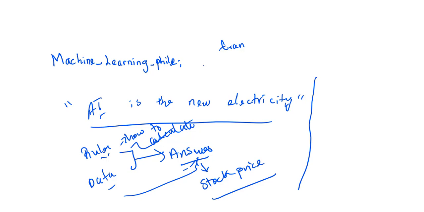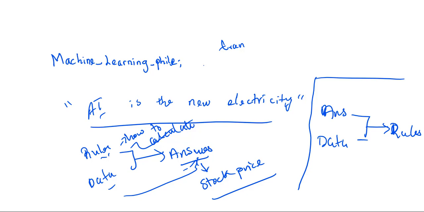So this is actually a new electricity in the software industry, because right now we have our data, which is our stock prices, and we have our answer, and our system is now capable of telling us the rules, why our stock prices are high. It is able to analyze. In other words, our system is smart.